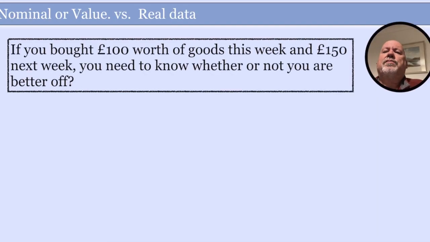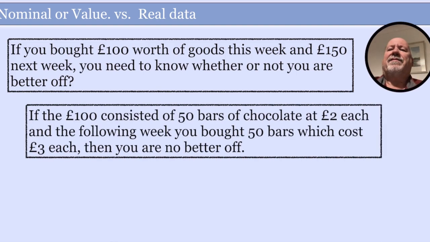All right, so why is that important? Well, think about it. If you bought £100 worth of goods, let's say bars of chocolate, this week and next week you managed to buy £150 worth, are you better off? Well, if that £100 was 50 bars at £2 each, and then the following week they'd gone up to £3 each, and you said, oh, I've spent £150, do you feel better off? No, you don't. You've still got the same number of bars of chocolate.